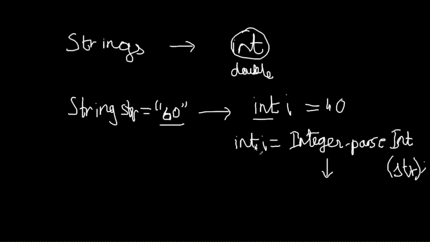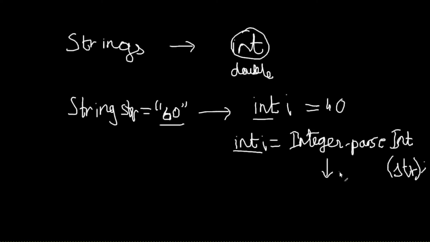Now this is true for all the other primitive data types as well. Like I said, double over here. The only difference will be that of course your data type will be double over here, and your code will become Double dot parseDouble. For long it will become Long dot parseLong. For float it will become Float dot parseFloat, and so on.